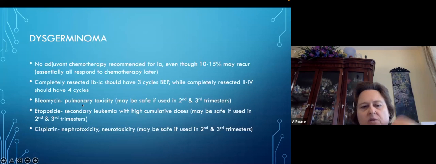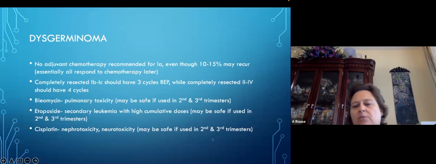Again, here's your test questions. Bleomycin: pulmonary toxicity. You would do this in second, third trimester, avoid first. Etoposide: you can get leukemia if you have high cumulative doses over the long run, you can use in second and third trimesters. And cisplatin is going to give you the nephrotoxicity and neurotoxicity, but again, safe in second and third trimesters. This would be if appropriate and indicated by your disease diagnosis and standard of care treatments.